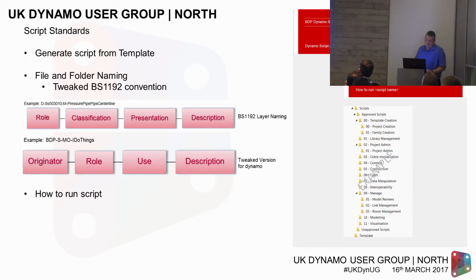And then use. Use is just a classification code. So if it's model interpretation, it might be MI. And then a quick description on what it is. That is all that needs to be done. It's just a simplified, tweaked BS 1192, just to try and inform.